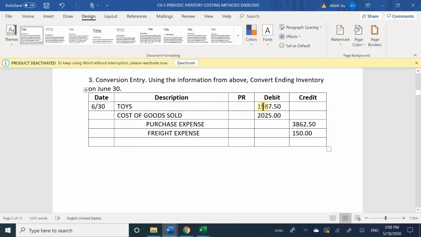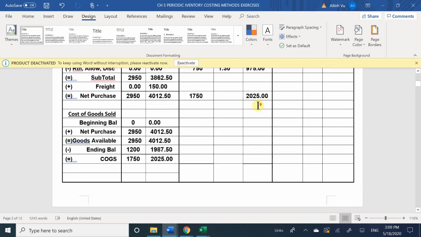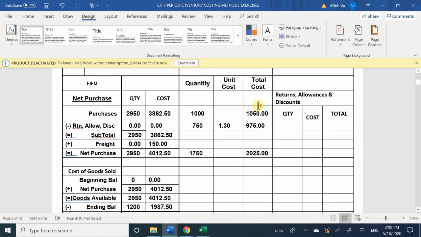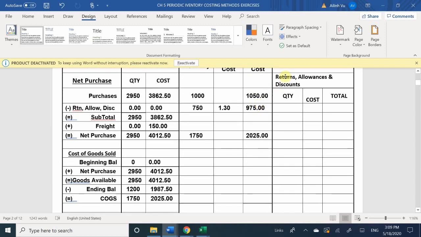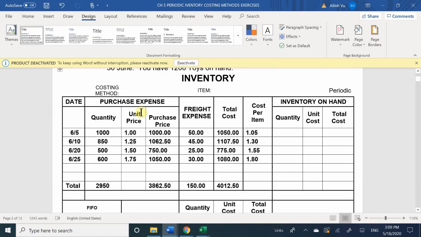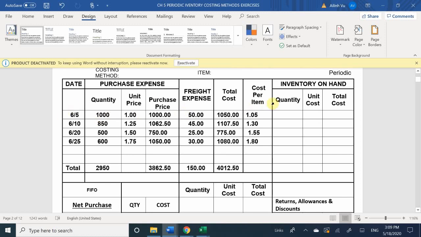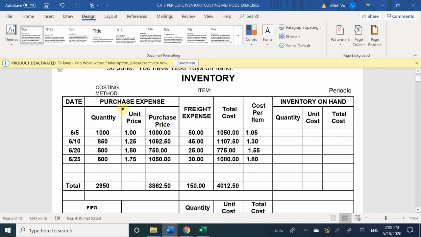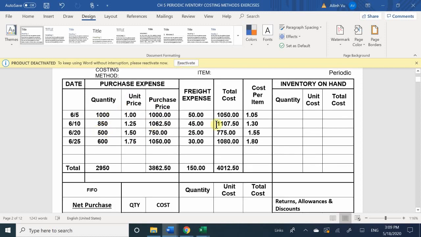So again, we solved that it was $19,87.50, okay? But let's actually look at the table. Now, from what we remember, we took out from the first batch and the second batch. So therefore, we have a total of three batches left. And because we're dealing with first in, first out, we're going to keep this going and we're just going to transfer this information into the inventory section at the bottom.